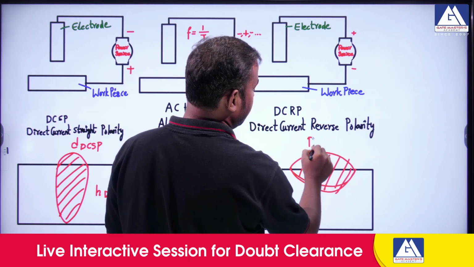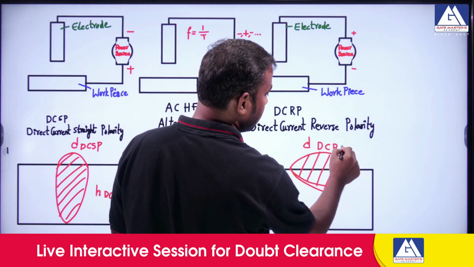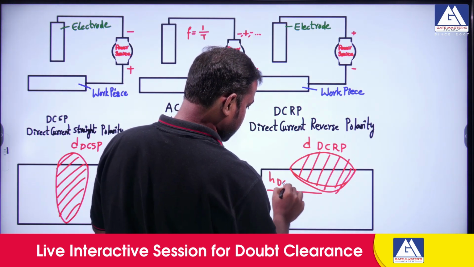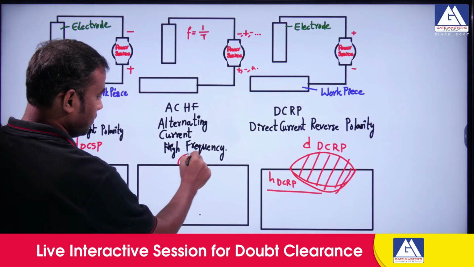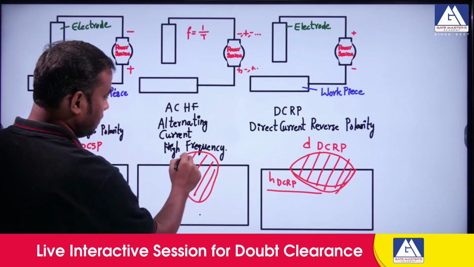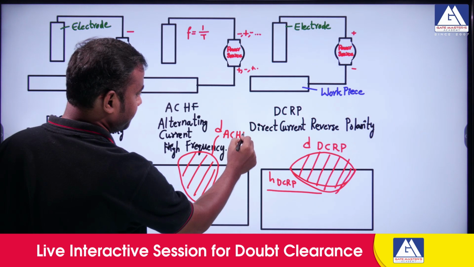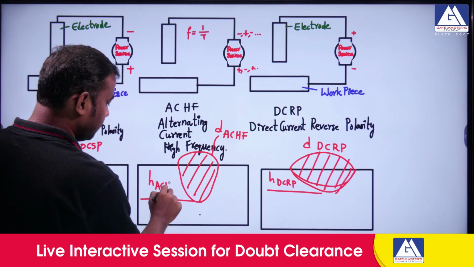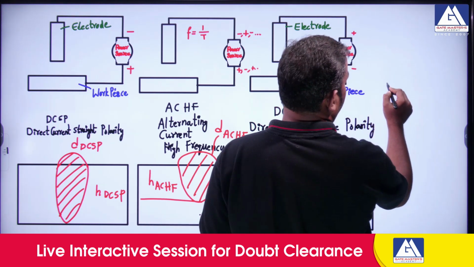This is called the diameter of DCRP, and this is the height of DCRP. And if you look at alternating current high frequency, the pool would go like this. This is the diameter of ACHF, and this is the height of ACHF.